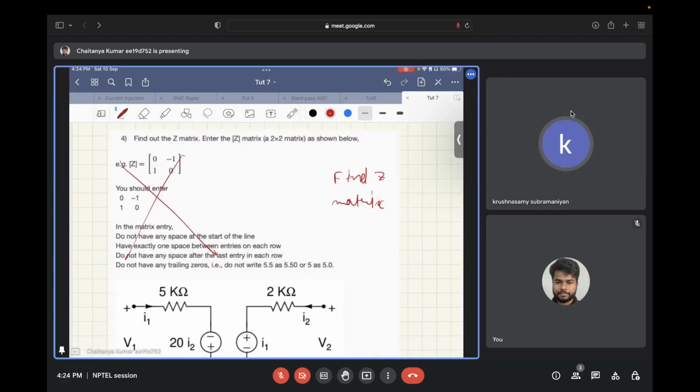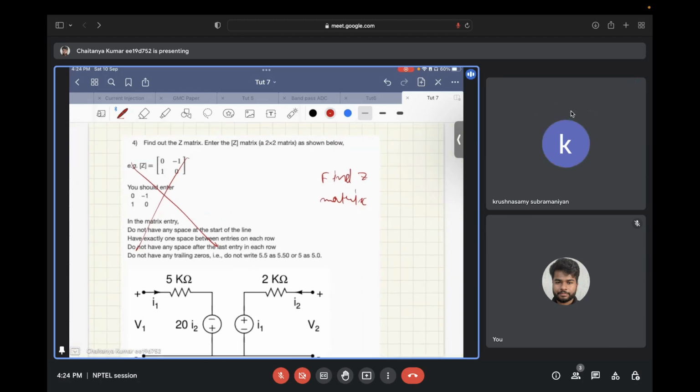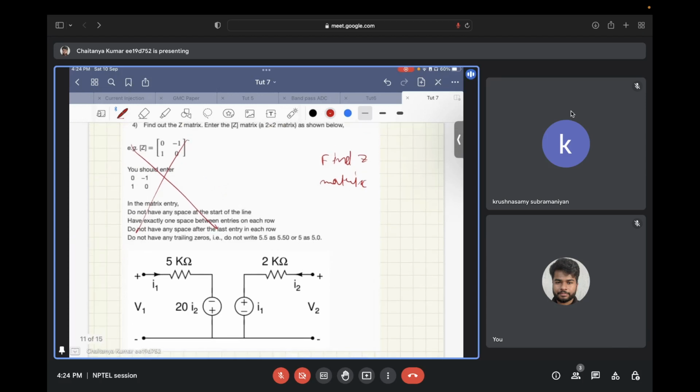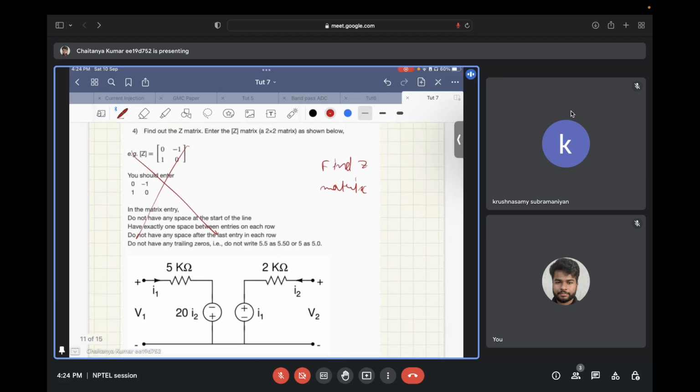Okay, now I believe the rest of the questions were solved in the tutorial session conducted yesterday. So we will solve a few questions based on this week's material. First of all, we will go with the question where we need to find the Z matrix of this circuit that is given over here.